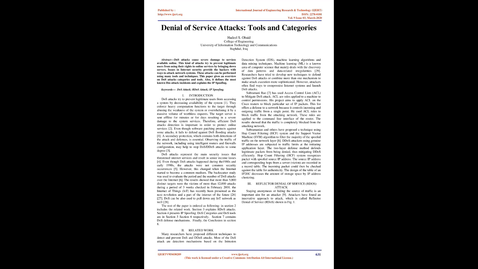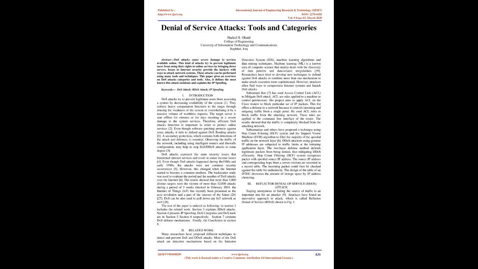Even though software patching protects against some attacks, it fails to defend against DoS flooding attacks. A secondary protection, which contains both detection of the attack and defenses, is essential. Observing the traffic of the network, including using intelligent routers and firewall configuration, may help to stop DoS/DDoS attacks to some degree. DoS attacks represent the main security issue that threatens Internet services and result in senior income losses.